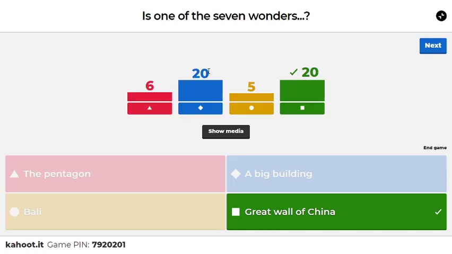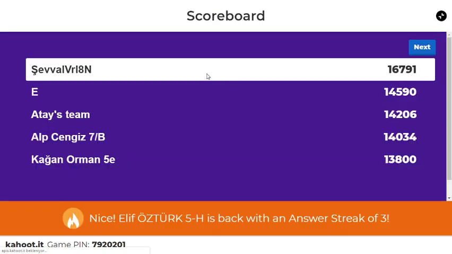Yes, the Great Wall of China is the correct answer. It is one of the seven wonders. Dünyanın yedi harikasından bir tanesi şıklarda. Pentagon değil. A big building, büyük bir bina değil. Bali değil ama Çin Seddi. İngilizcesi Great Wall of China is one of the seven wonders of the world.